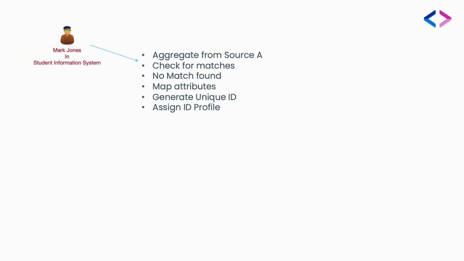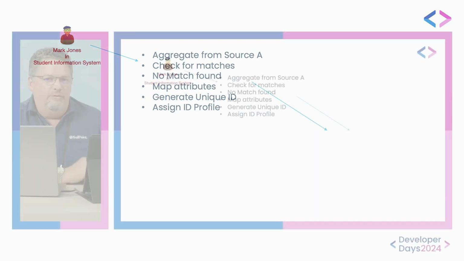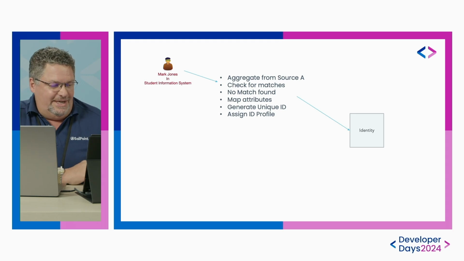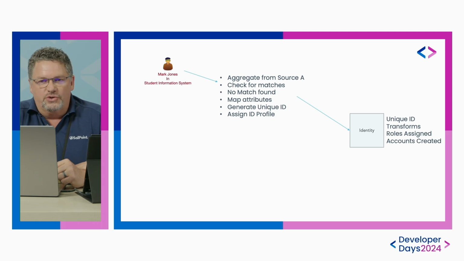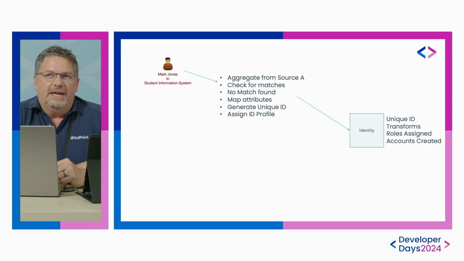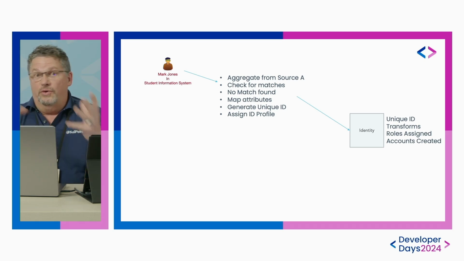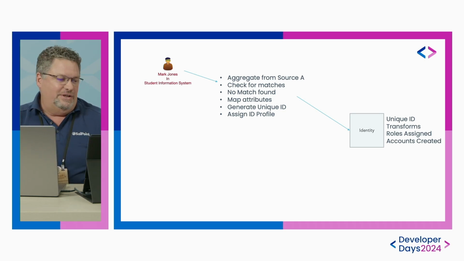We generate a unique ID potentially. We saw some of that earlier this week where there was some, hey, go out to a database and generate a unique ID. Cool, we could do that. We could call a workflow, do all those kind of things as well. And then we assign the identity profile that creates the identity. Sorry, lots of buttons here. Creates a unique ID, goes through all the transforms, roles are assigned, accounts are created, right? So we go through and do that provisioning step, right? We haven't done that yet.